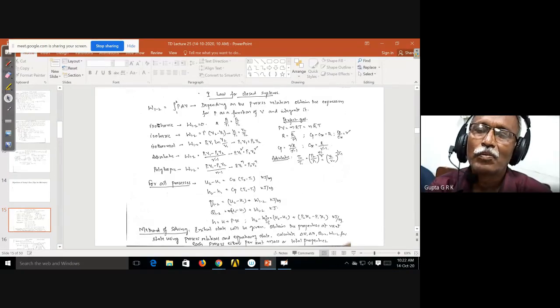Okay, either for unit mass flow or the whole relation. So if you are given the mass flow, you should not forget, it should be in kilojoules. If it is not given, then you have to find out per unit mass flow, kilojoule per kg. So you will be given initial state, obtain the properties at next state using process relations and equation of state. Calculate delta U, delta H, Q12, W12 for each process, either per unit mass or total properties.